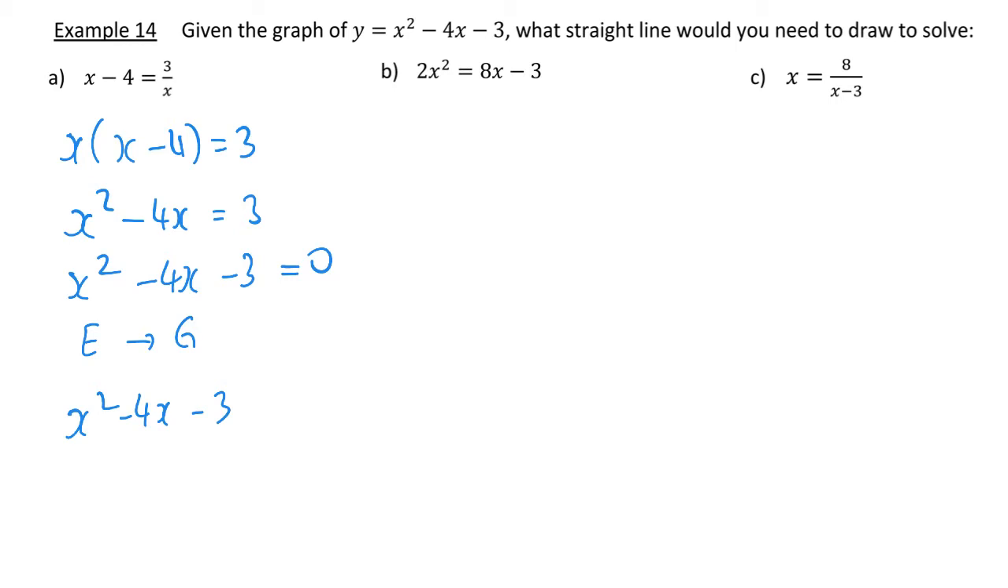So if we don't need to do it on the left-hand side, we don't need to do it on the right-hand side. So it's going to equal 0. So then we draw y equals 0, which is the x-axis.